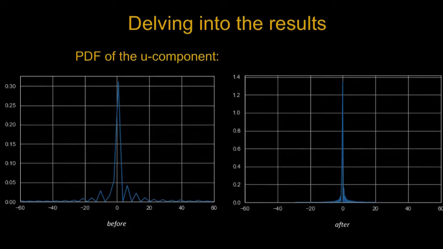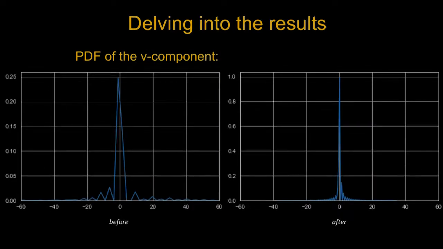So looking at the U component, we see that the spread has been squeezed, so the noise has been reduced. And we see something similar with the V component. Again, the error has been reduced, the spread has been squeezed.